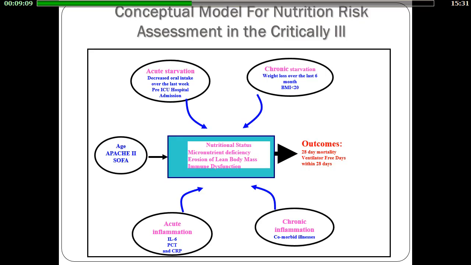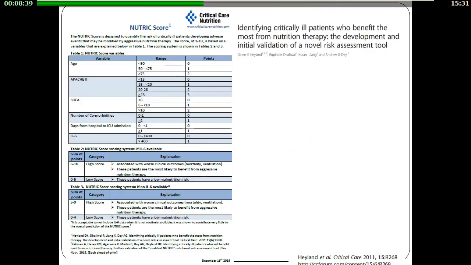Now, the Nutric score, developed by Daren Heyland in Canada and co-workers, is based on the coexistence of chronic inflammation, chronic starvation linked to the chronic disease associated with an acute episode, which itself is associated with acute starvation and inflammation. This will lead to micronutrient deficiencies, erosion of the lean body mass, and ultimately immune dysfunction leading to high mortality.